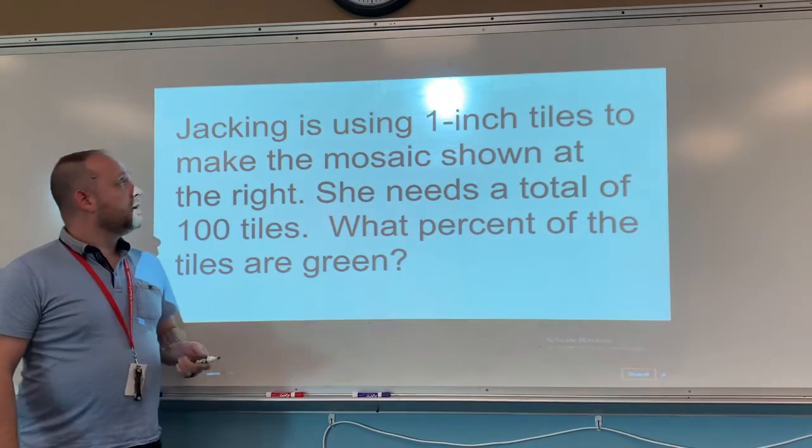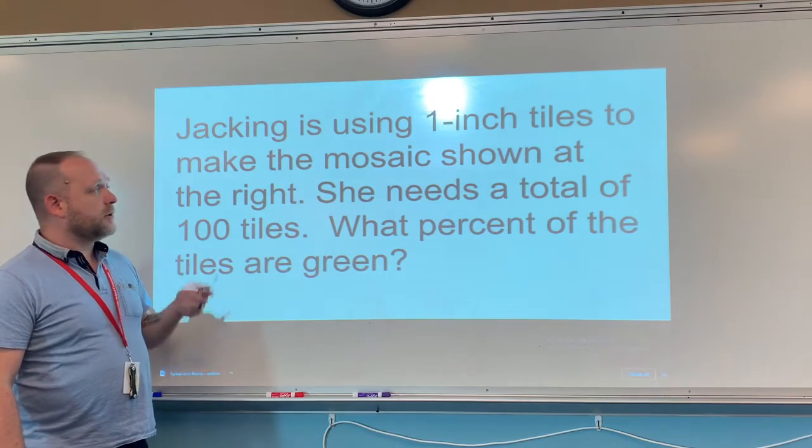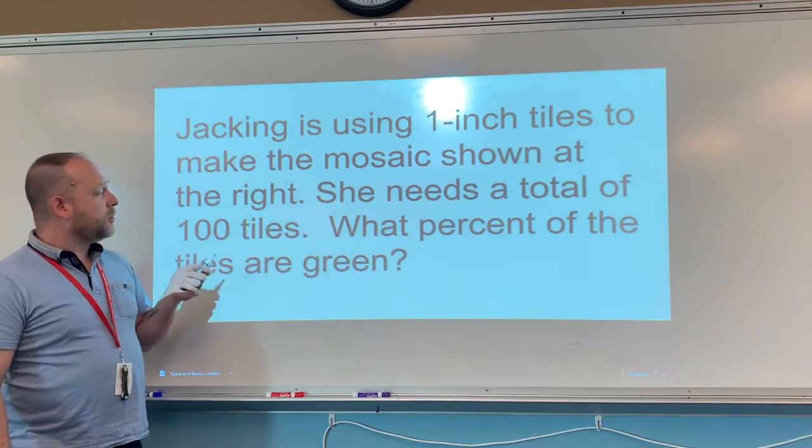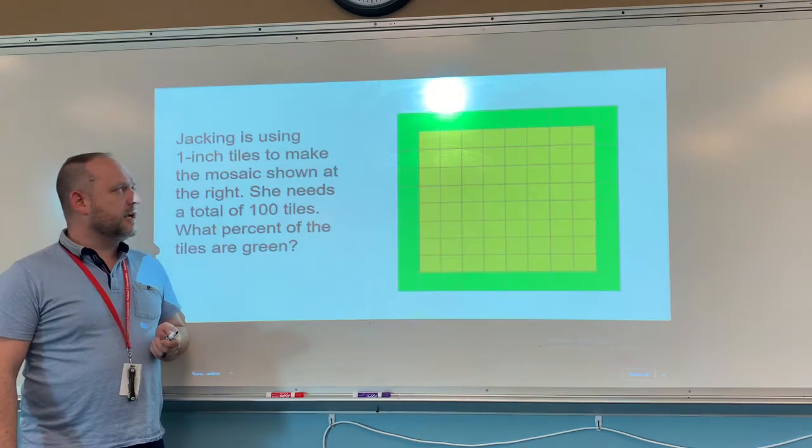So here's our problem. Jackie is using 1-inch tiles to make the mosaic shown here in just a second. She needs a total of 100 tiles. What percentage of those tiles are green?